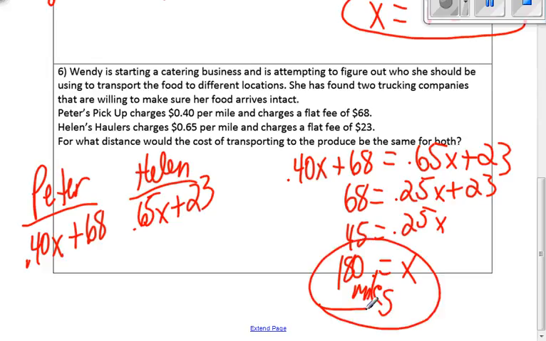So hopefully this helped a little. I think once you have the equation set up, you guys should be able to solve these because usually these set up like really easy systems, whether it's elimination or substitution. You just got to figure out which one you're doing.